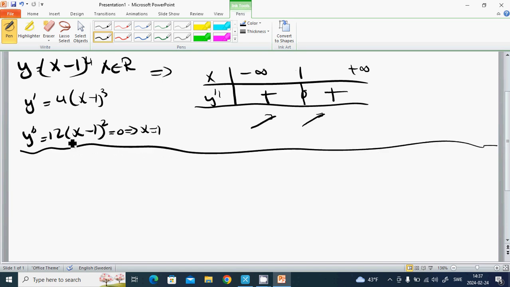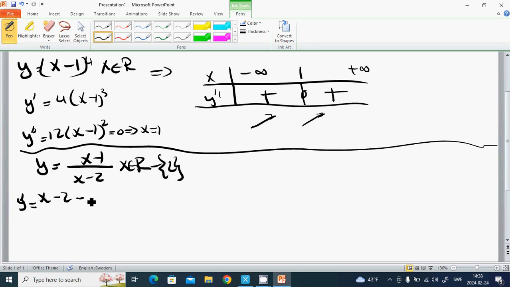Increasing function. Now we have y equals (x minus 1) divided by (x minus 2), x is in R minus 2. y prime equals ((x minus 2) minus (x minus 1)) divided by (x minus 2) power 2. It is derivative of this multiplied by this, minus derivative of this multiplied by this. Then it is minus 1 divided by (x minus 2) power 2.